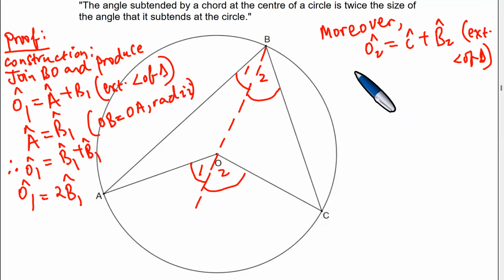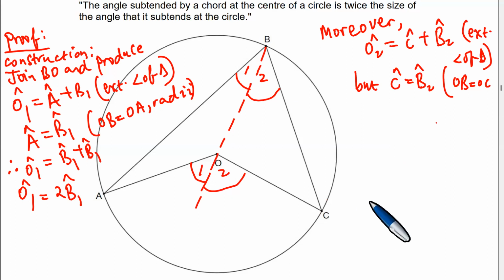But we know that angle C is equal to angle B2. Why is angle C equal to B2? Well, it's because OB equals OC. Why is OB equal to OC? Because each one of them is a line drawn from the center to the circumference. Each one is a radius, so we say radii.